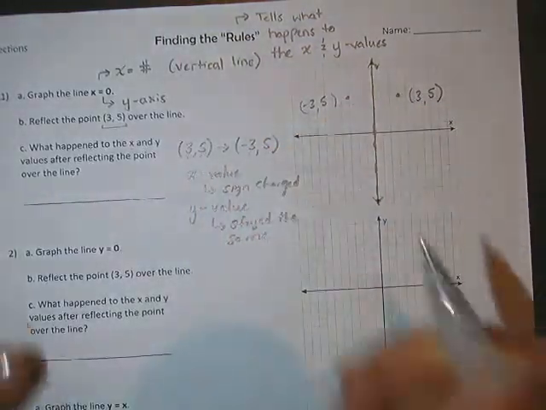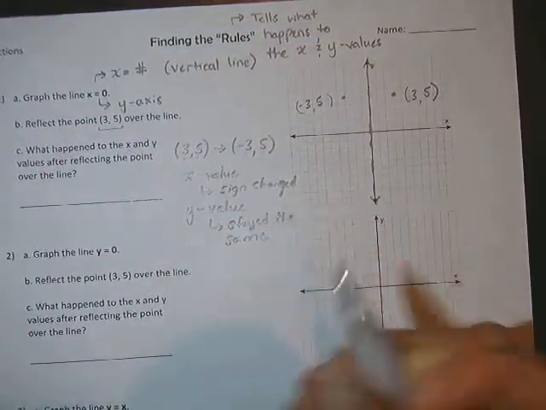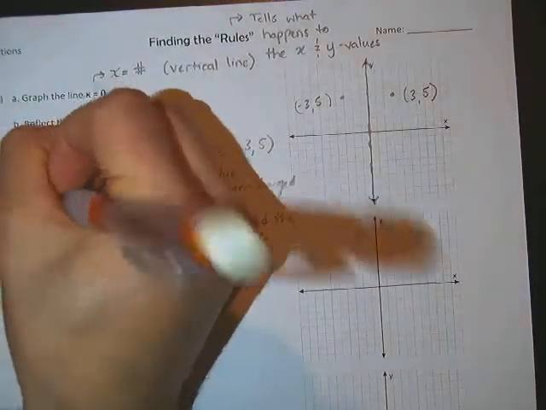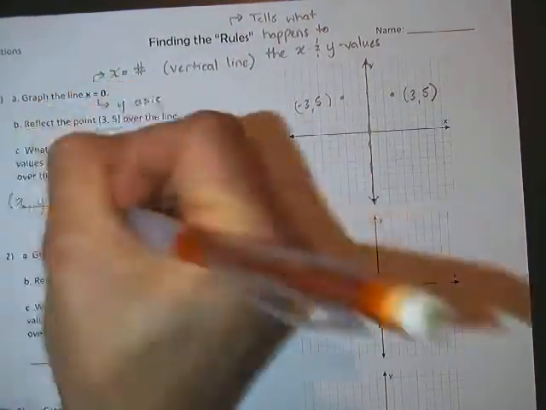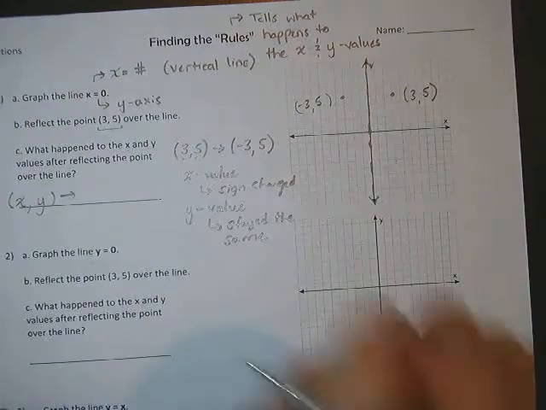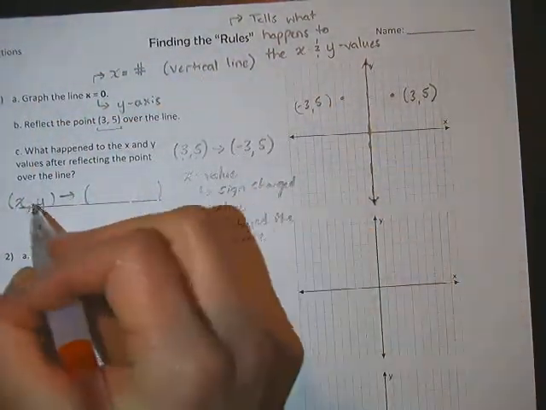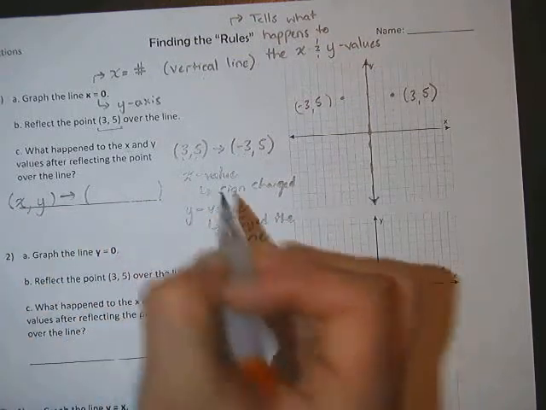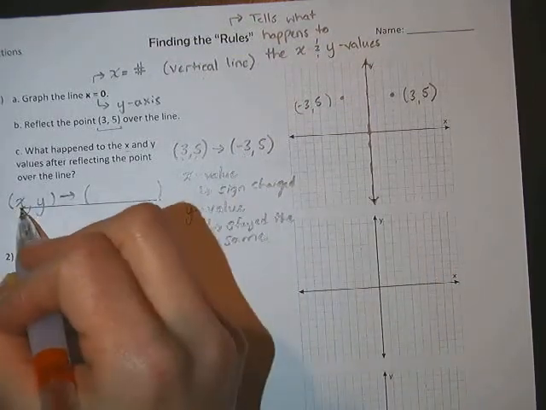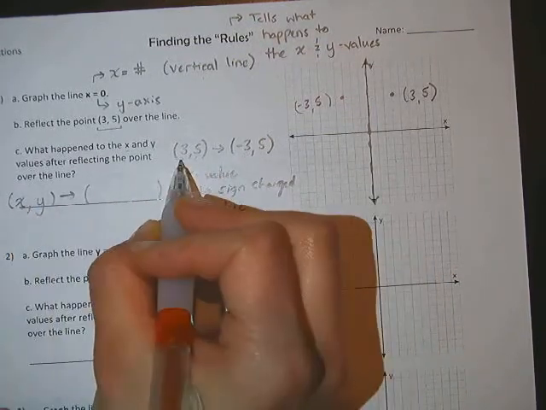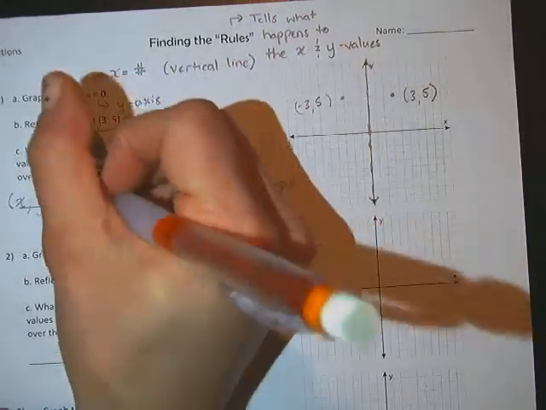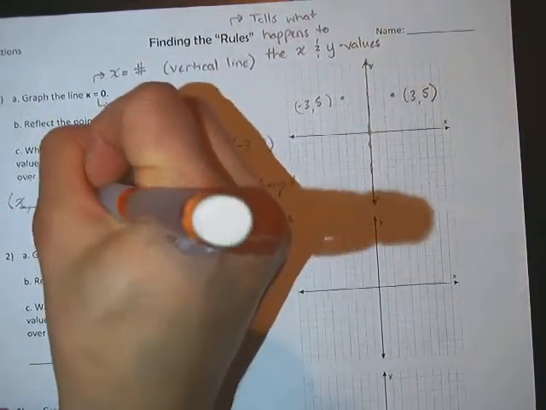So how do we write that as a rule? Well, remember, rules start out with just x, y, and then it has a little arrow. And then in the parentheses, you're going to show, using an x and a y, what happened. Well, to show that the x changed sign, you're going to put an x, but then you're going to put a little negative in front of it.